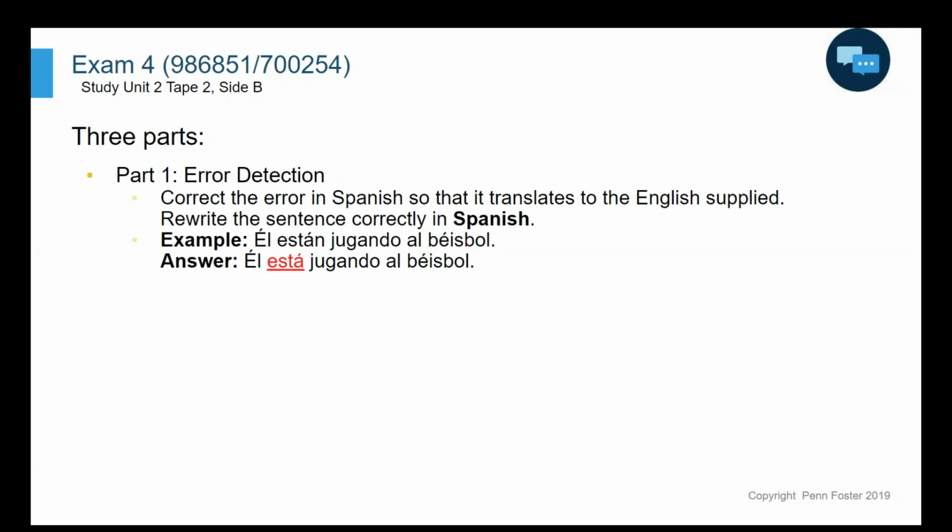We show you an example here. Él están jugando al béisbol. We see that we have a singular subject, él, which means he. However, the verb in the original sentence is in the plural, so that would really translate as they are. So all we need to do is change that verb to agree with the subject of the sentence. He is playing baseball. So están becomes está.